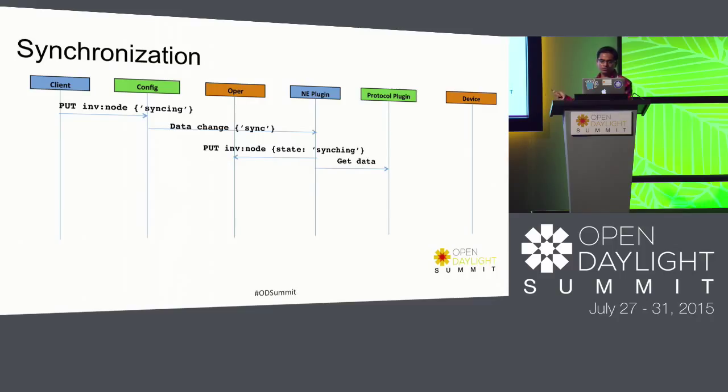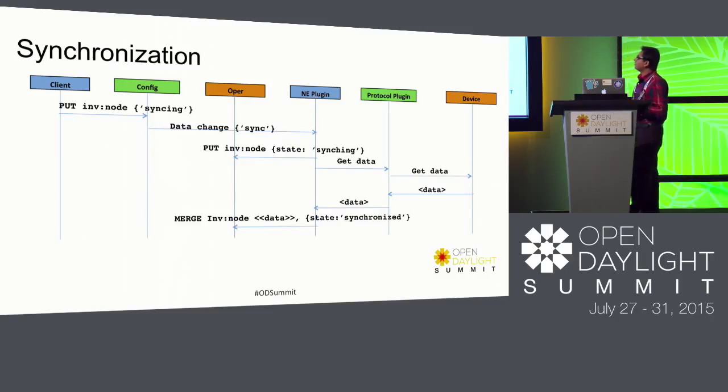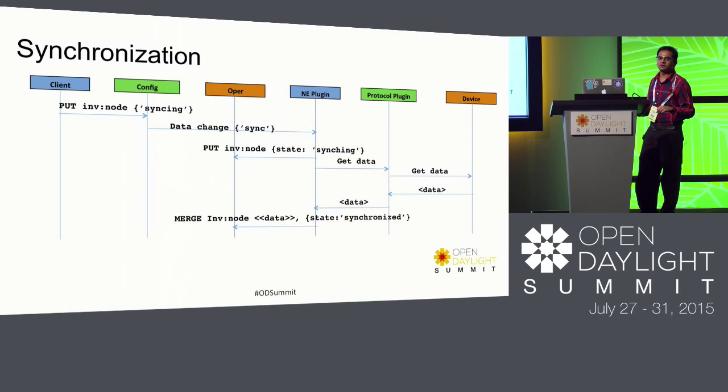Then you go to the protocol plugin and say get data. It goes to the device and gets the data: port information, firmware, software, etc. Then you merge it to the inventory node. Instead of overriding, you're merging it with the existing data you have in the inventory, and then you finally change the state to synchronized, so you know that it's done synchronizing.